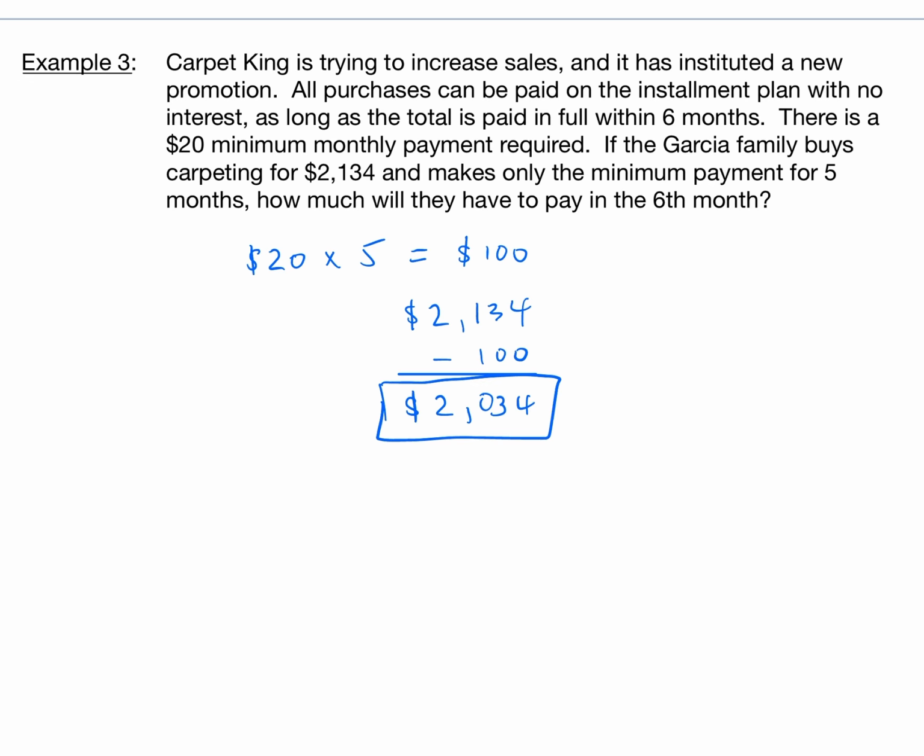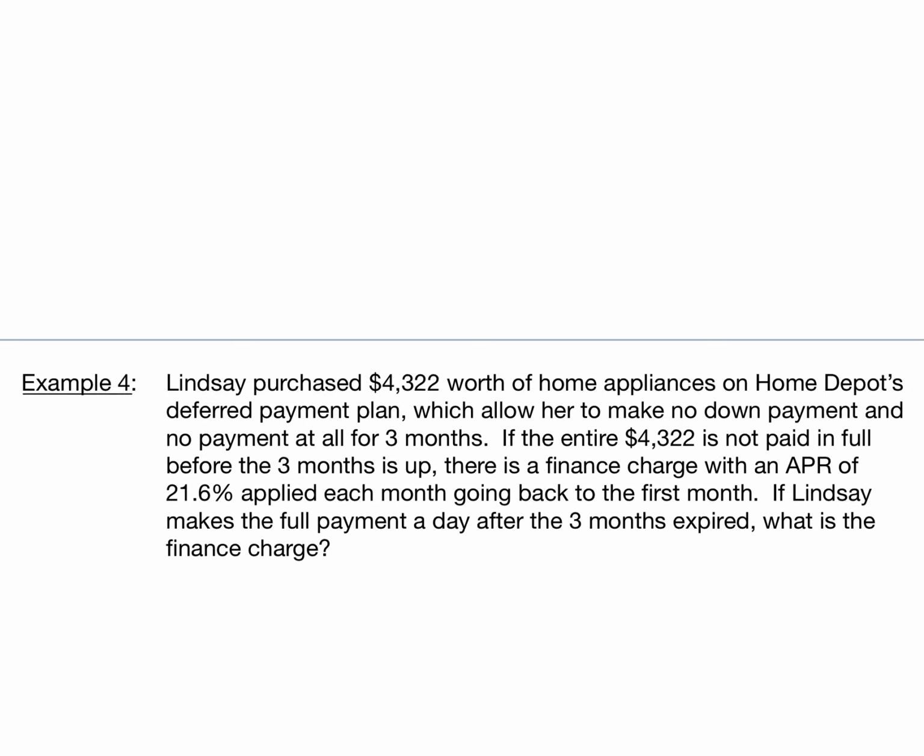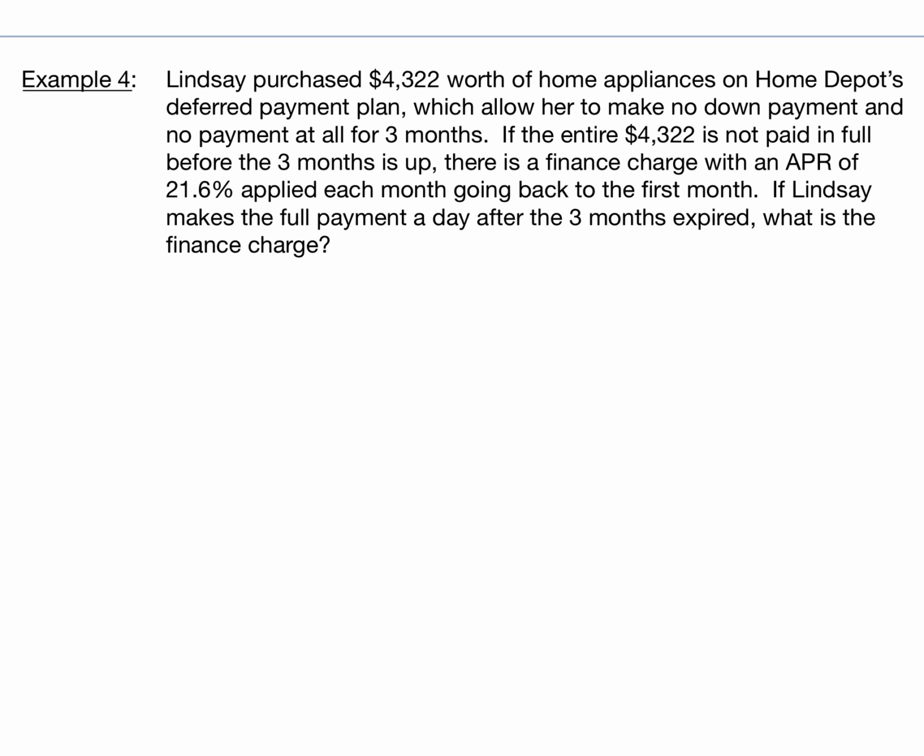Okay, all right, let's go on and move to example 4. Here, Lindsay purchased $4,322 worth of home appliances on Home Depot's deferred payment plan, which allows her to make no down payment and no payment at all for 3 months. If the entire $4,322 is not paid in full before the 3 months is up, there is a finance charge with an APR of 21.6% applied each month going back to the first month. If Lindsay makes the full payment a day after 3 months expired, what is the finance charge?